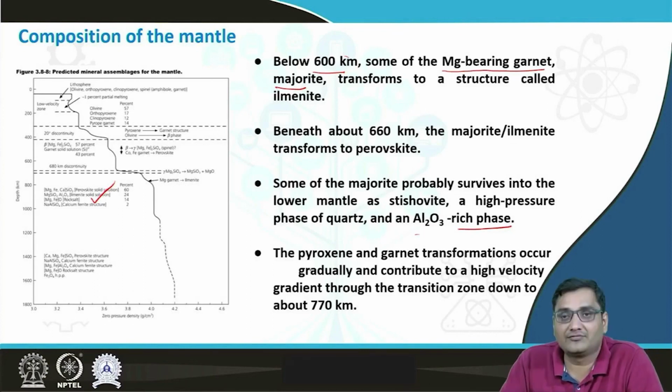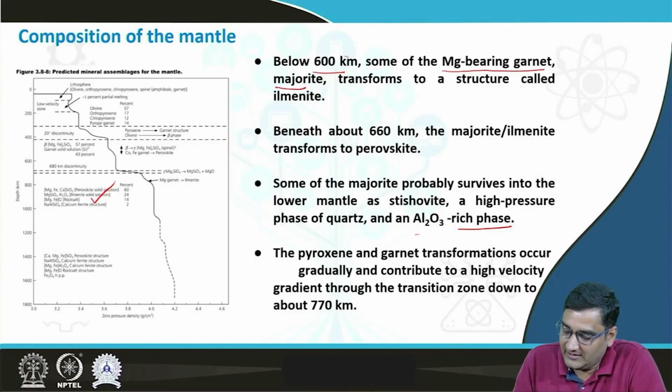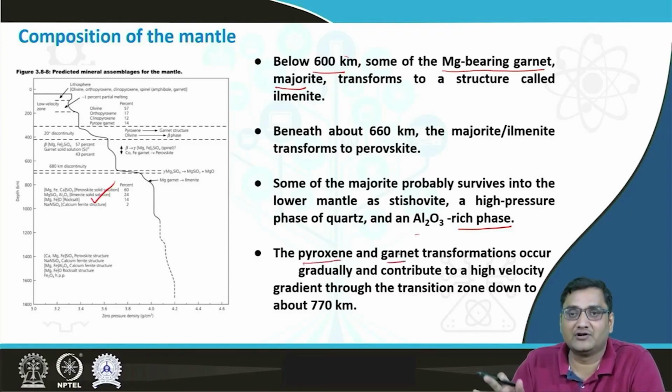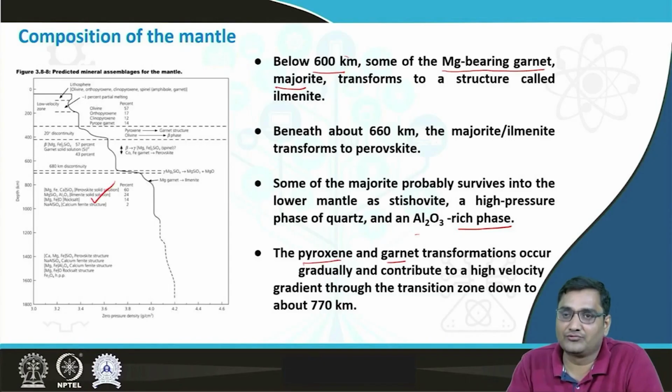The pyroxene and garnet transformation occur gradually. So basically, if you look at the transformation and compare it with the olivine phase transformation, the pyroxene and garnet transformation happens very gradually, and it contributes to a high velocity gradient through the transition zone down to around 770 kilometer.